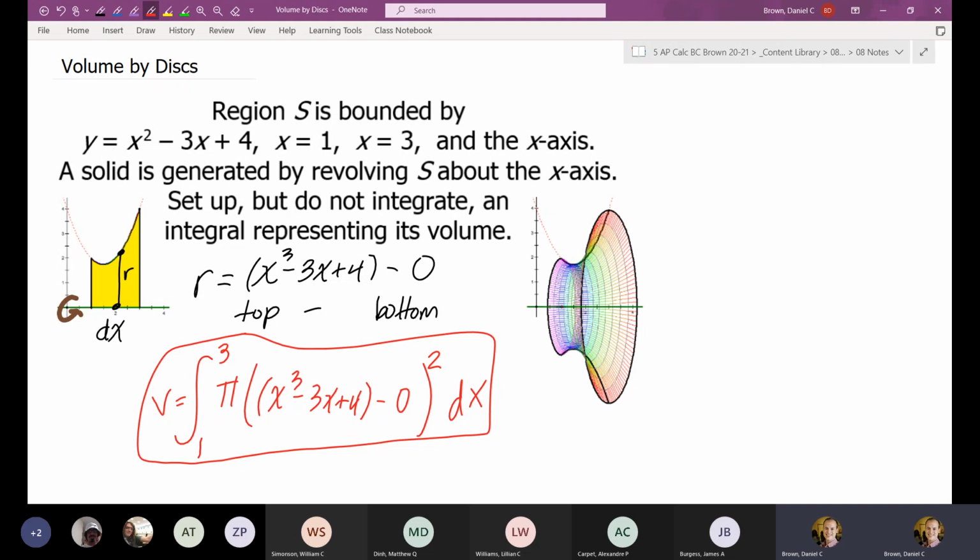Mainly, if I just want to summarize this: figure out if you're in terms of dx or dy, figure out an expression for r, and then plug it in, since we know a circle is pi r squared, and then make sure you stick an integral sign and a dx or dy in your answer.